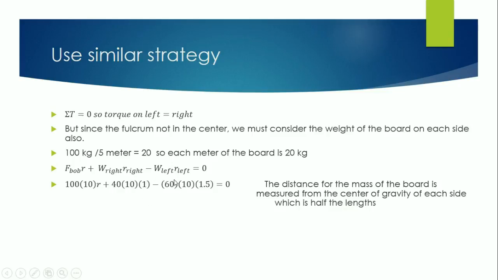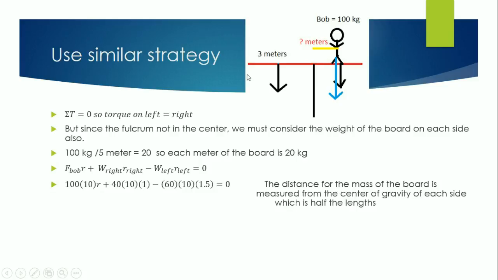The left side is 60 kilograms because it's 3 meters. Each meter is 20 kilograms, so it's 60. And then we multiply by 10 because that's gravity, and the distance away is 1.5 because the 3 meters we divide in half, because the center of mass of a rectangle is just in the center. So it's in the center of the 3 meters, so that's 1.5 away. So this is our statement. So that's pretty much the hardest part.